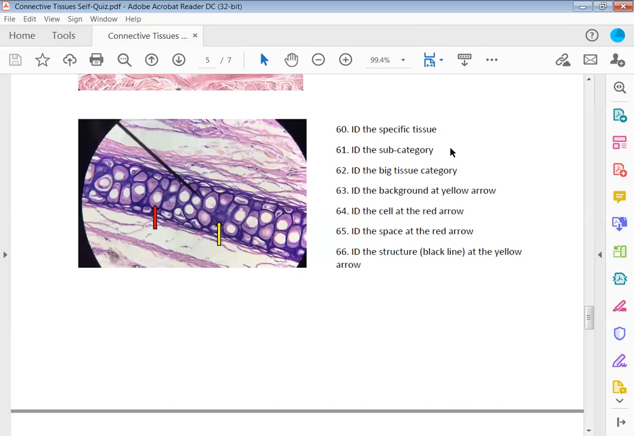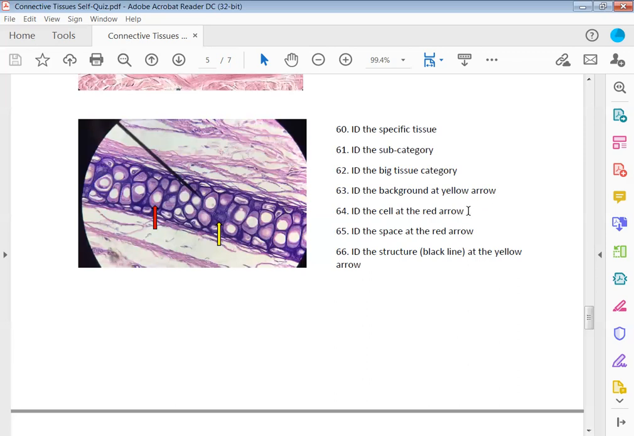Number 61, the subcategory. Remember, cartilages and bone belong to the subcategory of supporting connective tissue. So 61 would be supporting connective tissue. Number 62, identify the big tissue category. That would be connective tissue. Number 60, where am I at? 63, identify the background at the yellow arrow. The background would be the matrix.